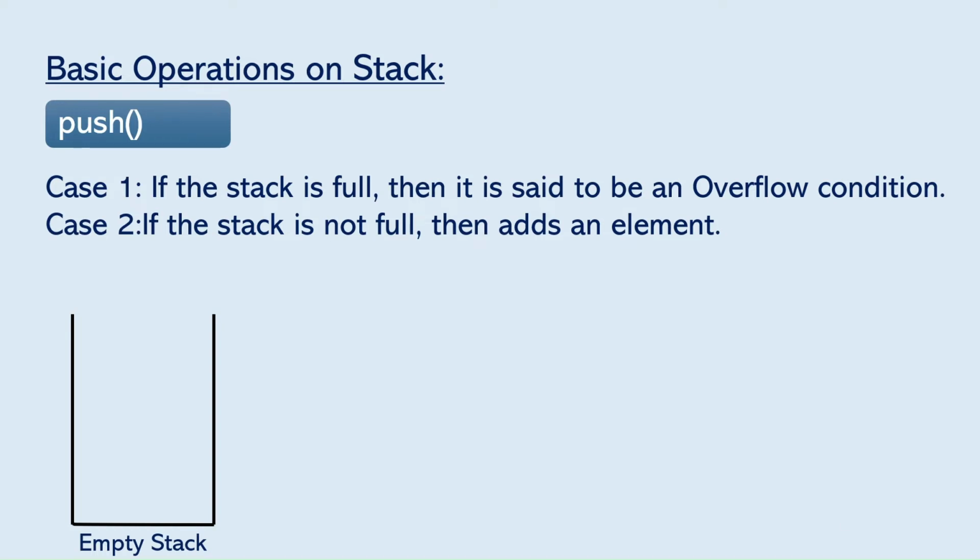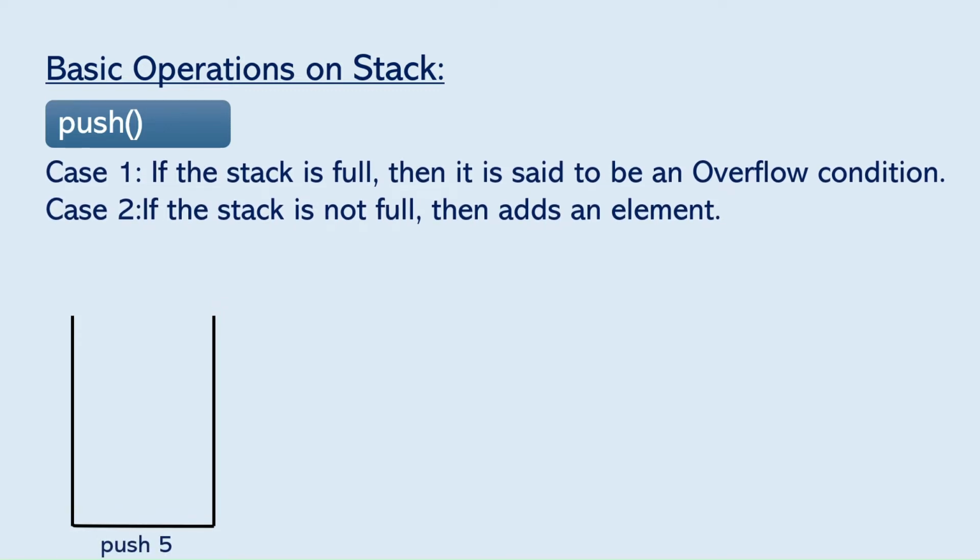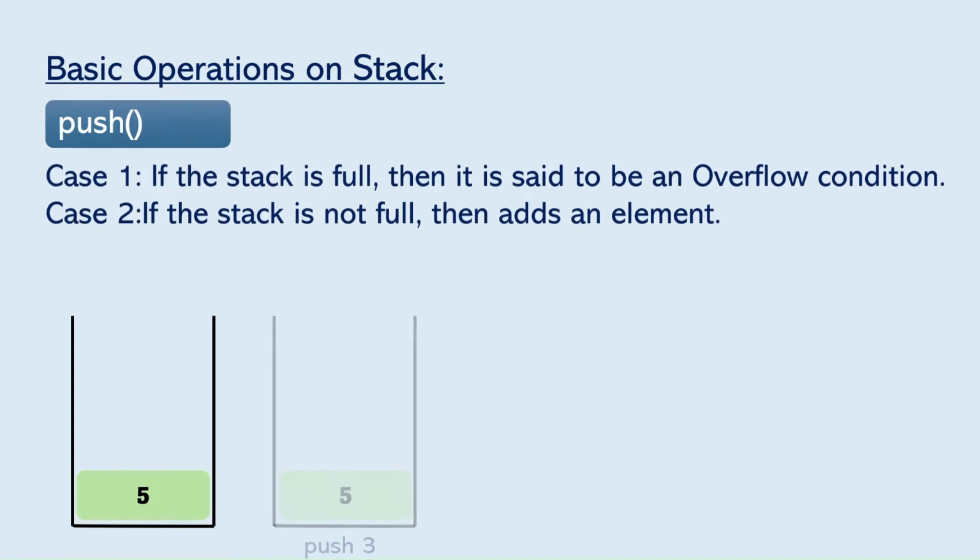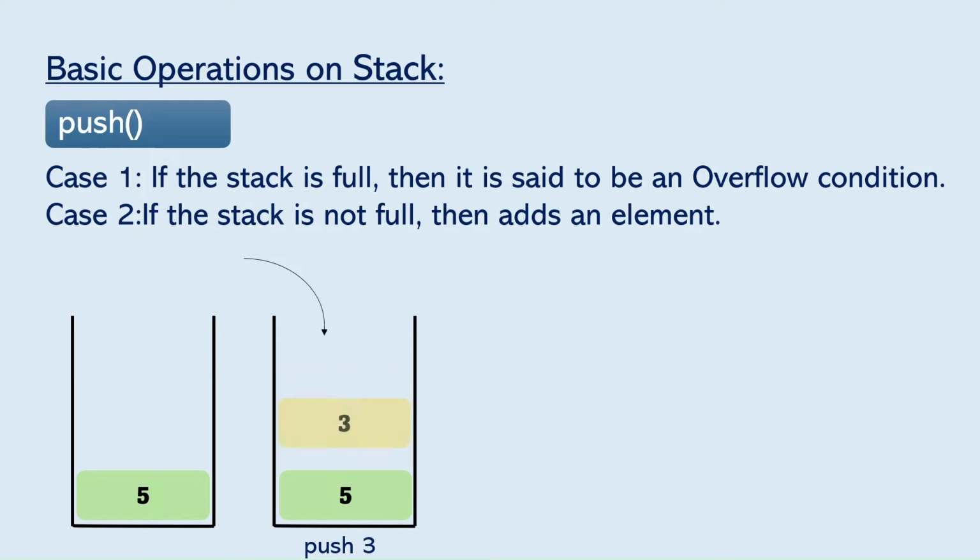Push has two cases. Case 1 says that if the stack is full, then it is said to be an overflow condition. So let's say we have a stack of size 5 and we are trying to insert a sixth element which is not possible. Then it says it's an overflow condition. Case 2 says that if the stack is not full, then add an element. So let's say we have an empty stack here and we are trying to push an element which is 5. So that will be the start and the top of the stack as of now. And now let's try to push 3 into the stack, which makes it the second element of the stack and also the top element. So this is how the push function works.